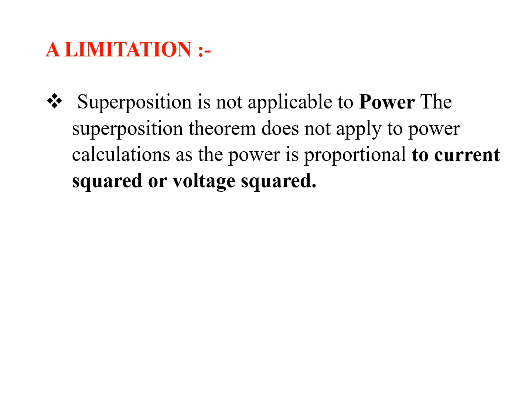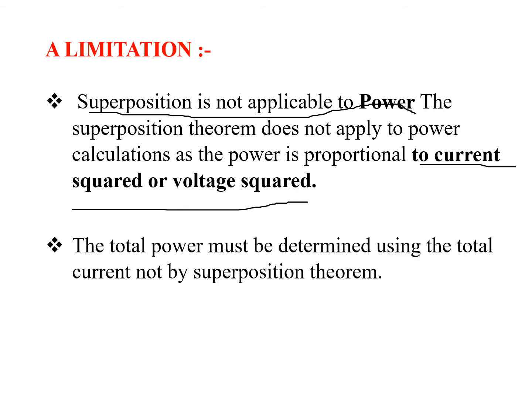Now, what are the limitations of the superposition theorem? As I have told you, by using superposition theorem, we can only find out voltage and current in the circuit. So superposition theorem is not applicable to power, because power is calculated by the square of current or voltage, and by superposition theorem we cannot find I square and V square. So this is a basic limitation of the superposition theorem, as we cannot find out the power. So the total power must be determined using the total current, not by superposition theorem.